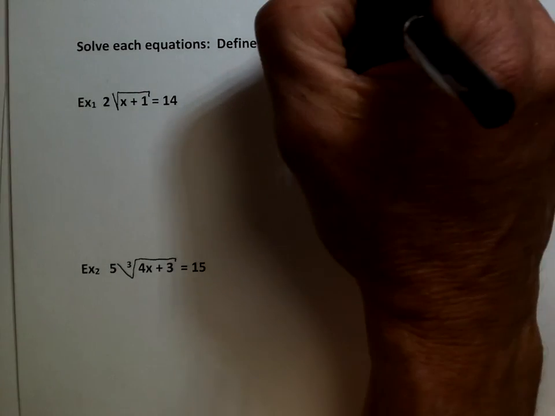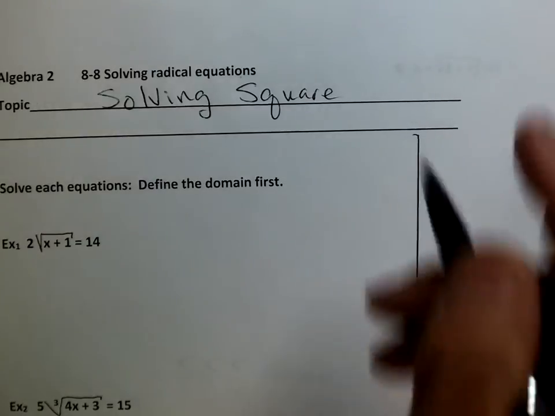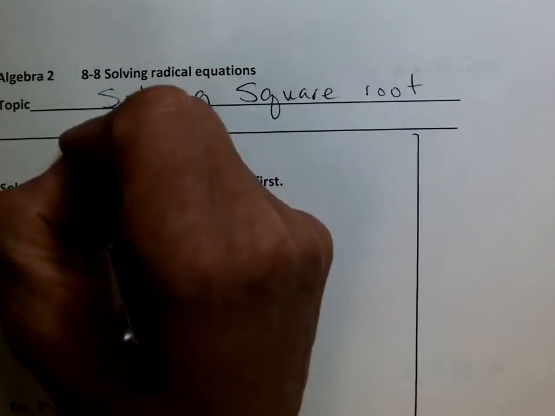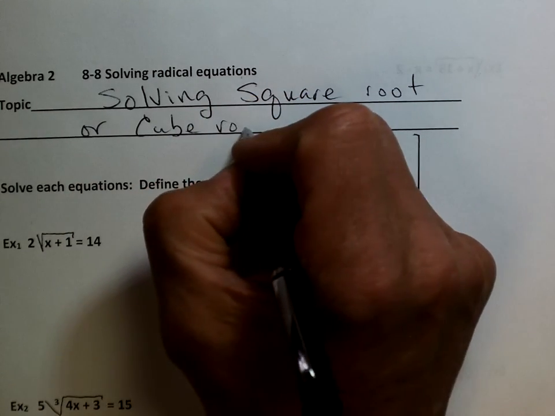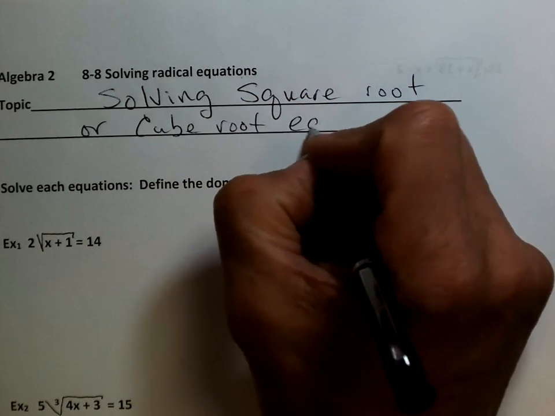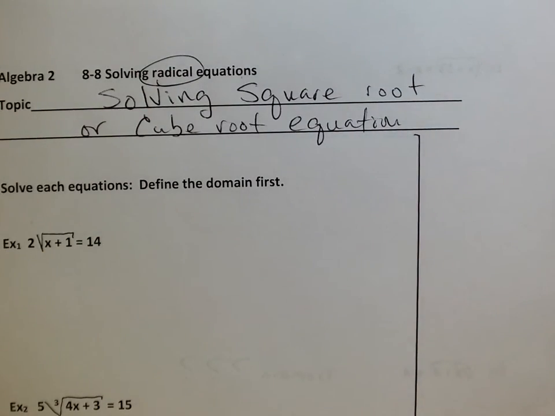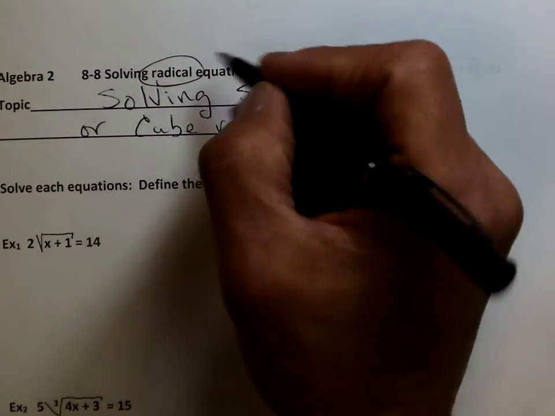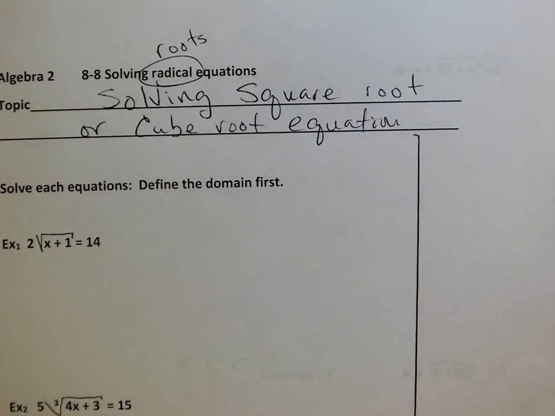So, solving square root or cube root equations. So the word radical. Rational means fraction, but radical means roots. Not like the roots in graphing, but like square roots, cubic roots, fourth roots, any kind of a root. Okay?